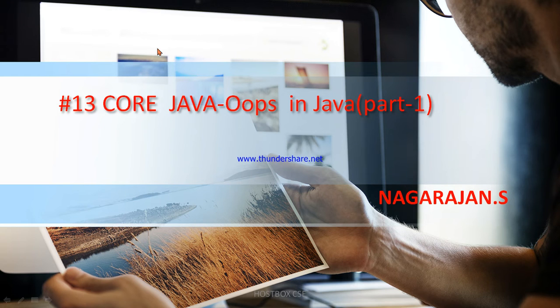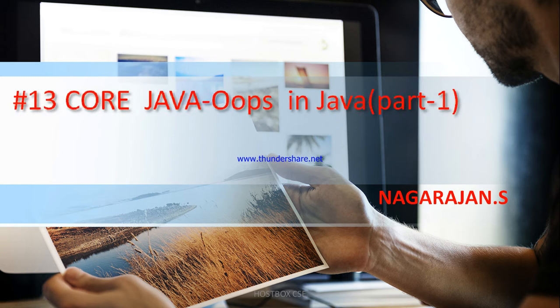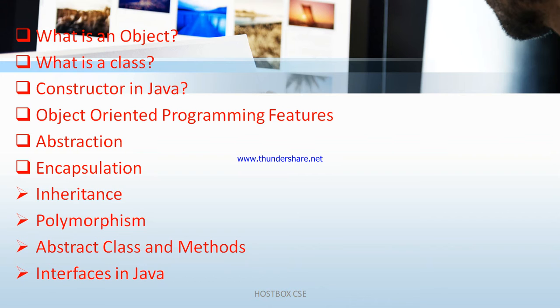Today we are going to see a very important and crucial topic called OOPs in Java. Part 1, object-oriented programming concepts. Today we will learn with practical examples: what is an object, what is a class, constructor in Java, and object-oriented programming features, which include abstraction, encapsulation, inheritance, polymorphism, abstract class and methods, and interfaces in Java.